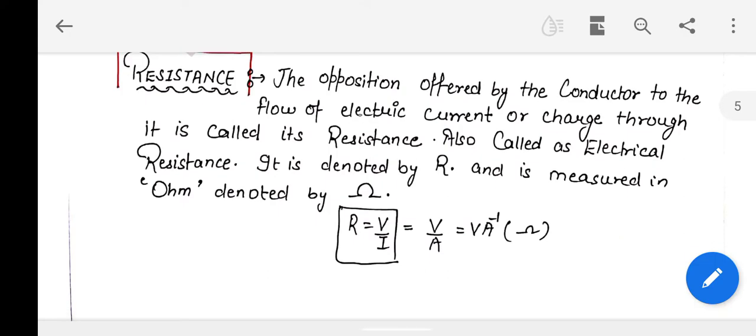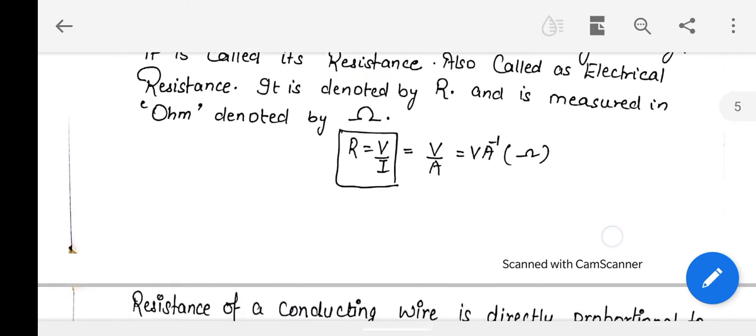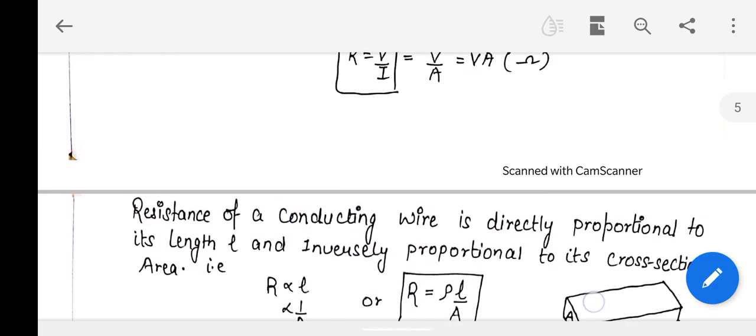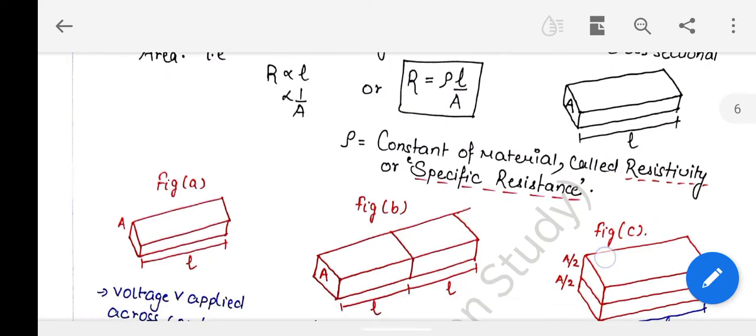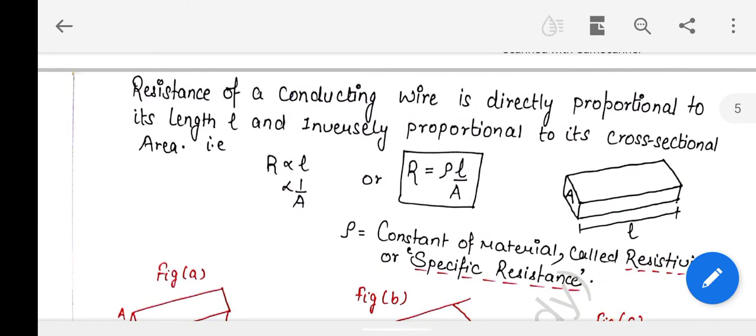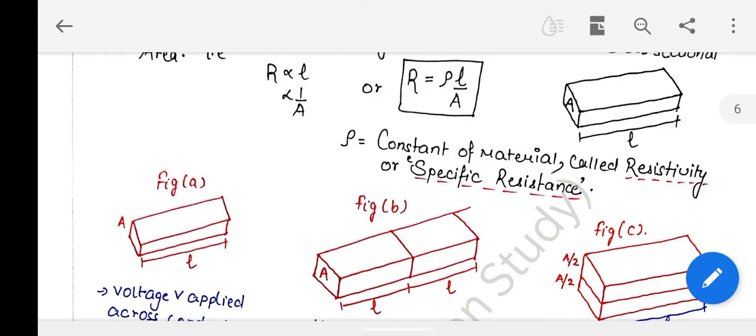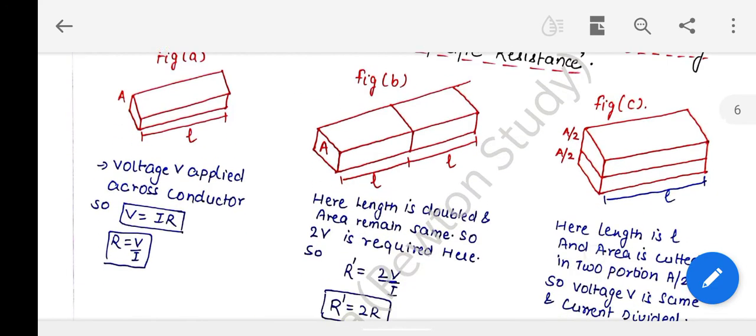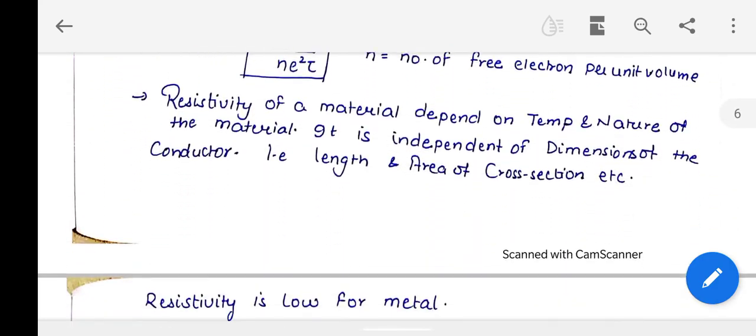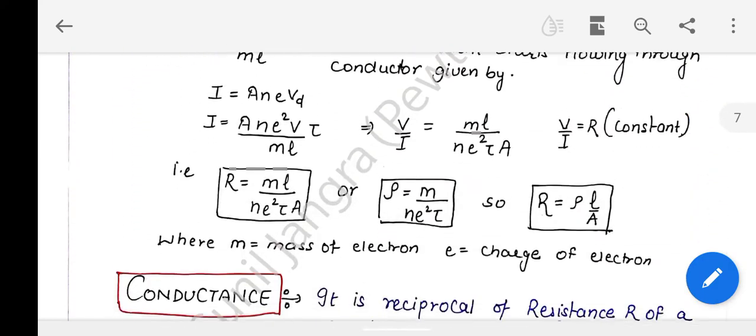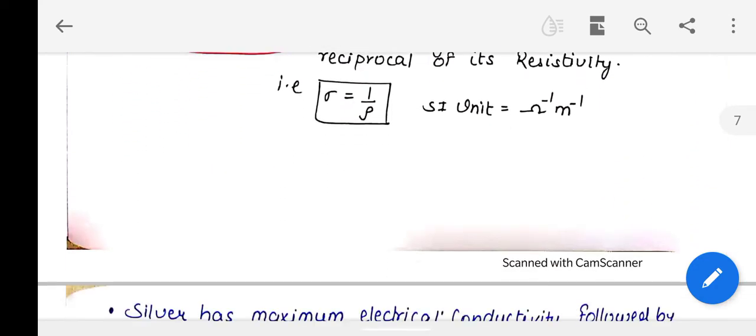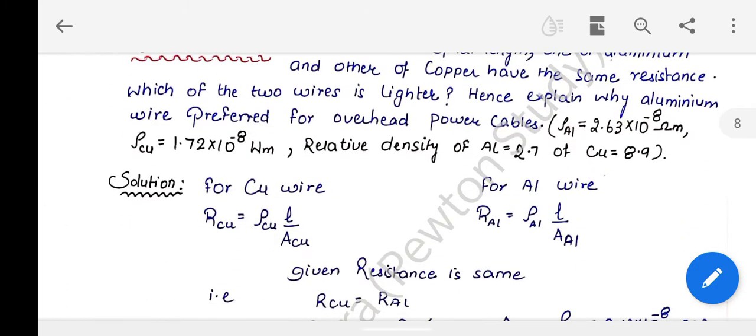Resistance, you have studied in class 10 also. It is the opposition offered by the conductor to the flow of electric current, and its unit is ohm. Resistance of a conductor is equal to rho L divided by A. Rho, you know, is the resistivity of a material. Resistivity of a material कुनै पनि material को लागि fixed हुन्छ. Okay, specific resistance पनि भनिन्छ. Conductance is the opposite of resistance.